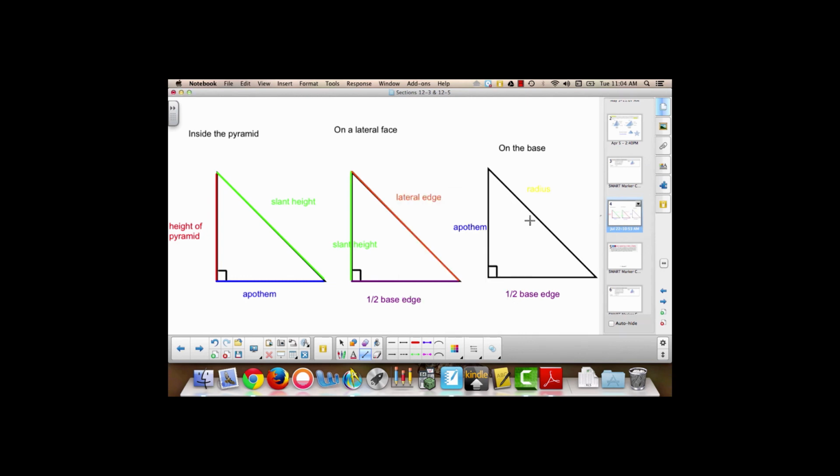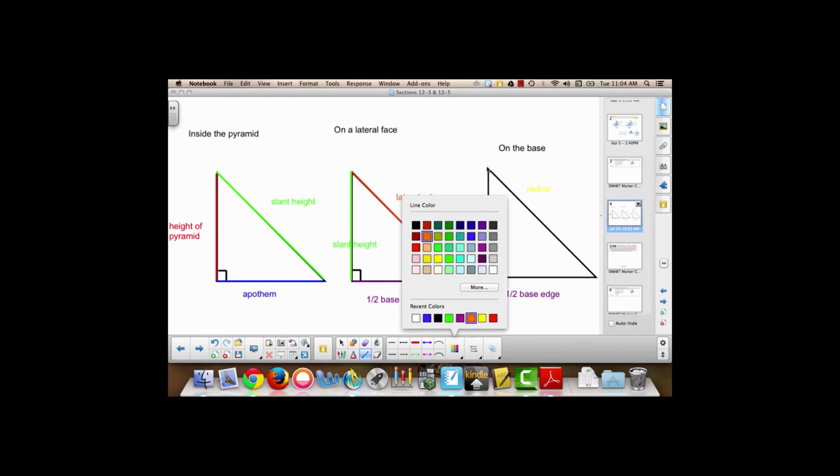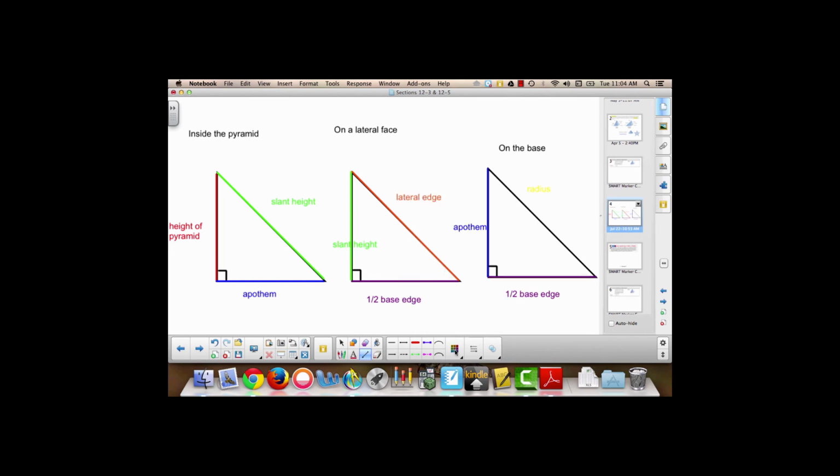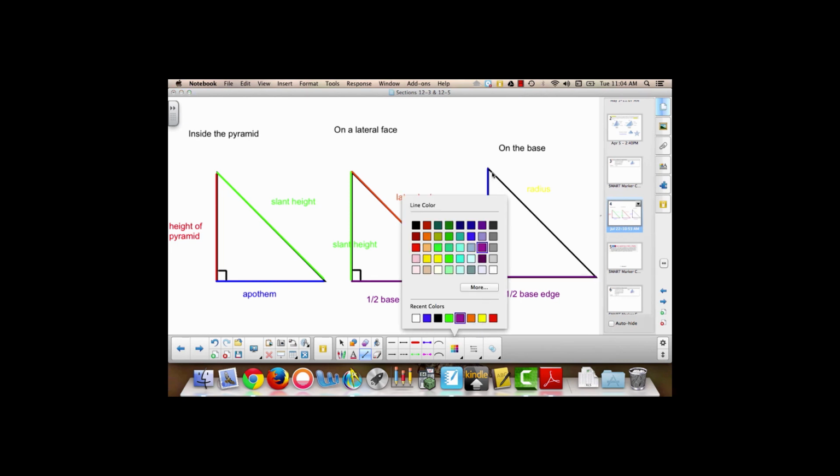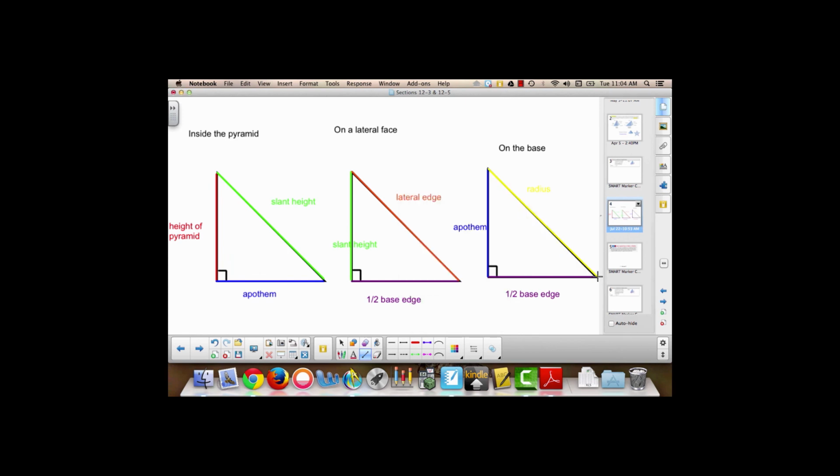Our third right triangle is found on the base, and we used this in Chapter 11 when we found the areas of regular polygons. That has the apothem, half the base edge, and the radius of that regular polygon as the hypotenuse. These are very important right triangles that you will be using whenever you calculate the lateral area or surface area or volume of a pyramid.